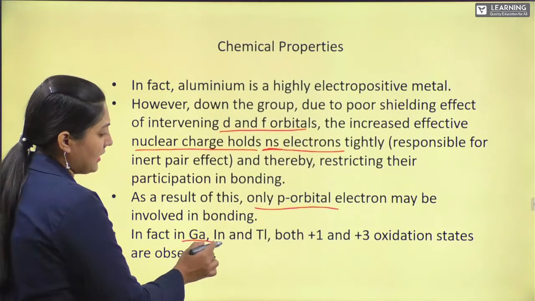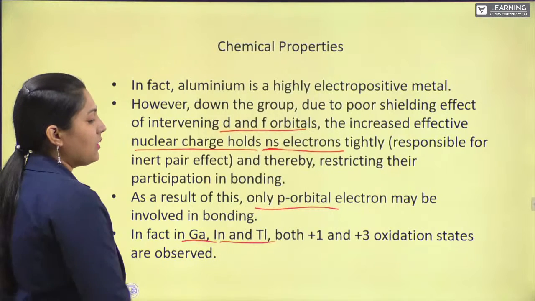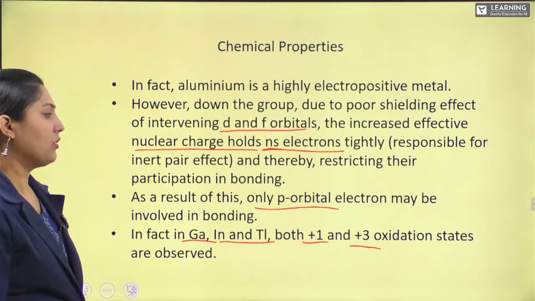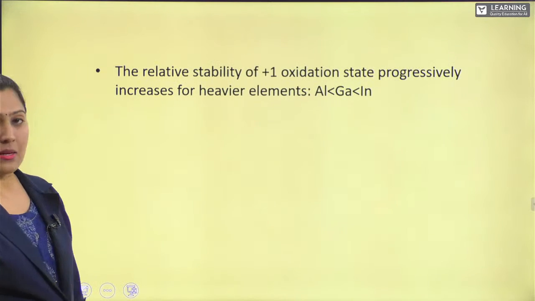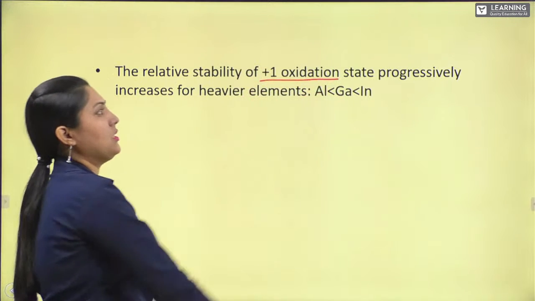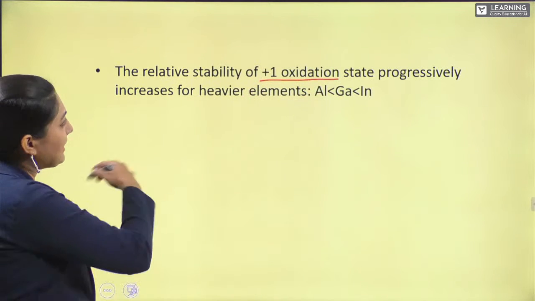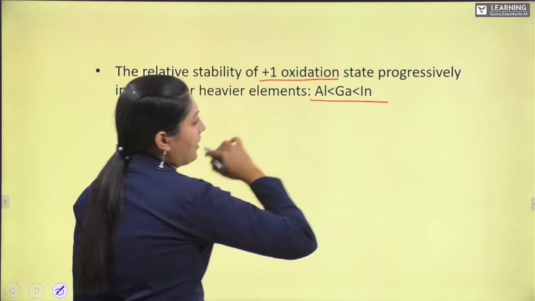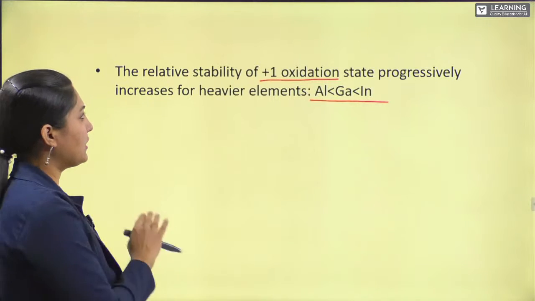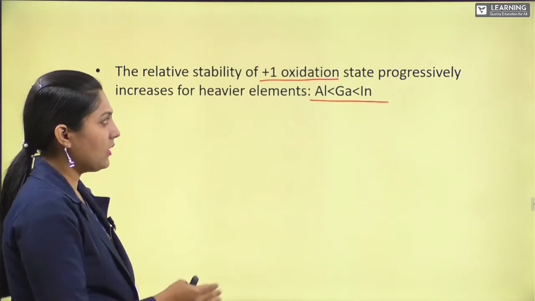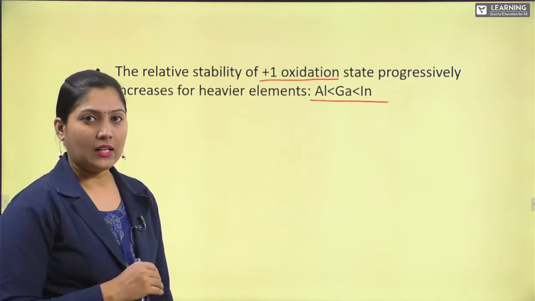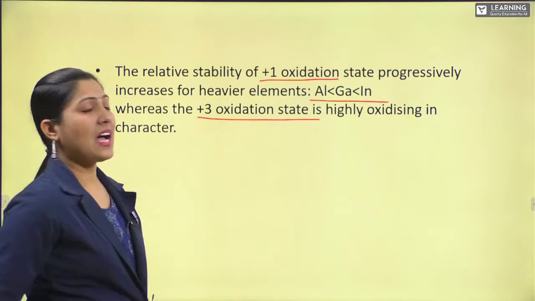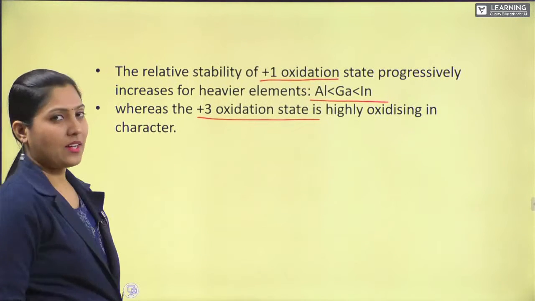So in fact, gallium and thallium, if you see, will have both +1 and +3 oxidation states. In that, +1 will be more favorable. So the relative stability of the +1 oxidation state progressively increases for heavier elements. As we see here, indium will have more stability in the +1 state than gallium and then aluminium. Whereas the +3 oxidation state is highly oxidizing in character.